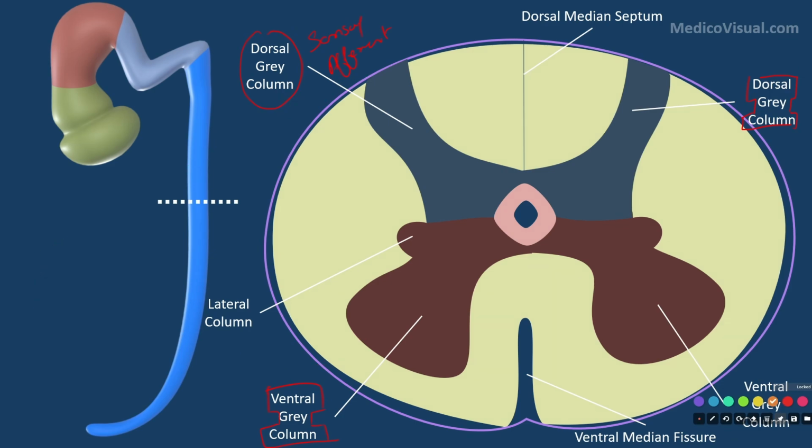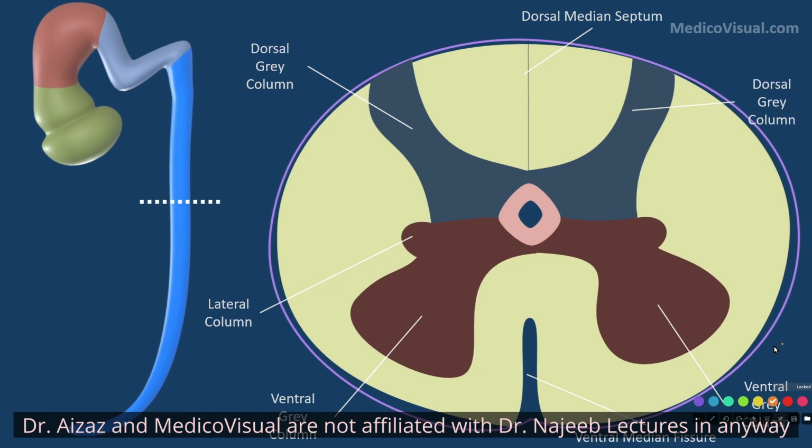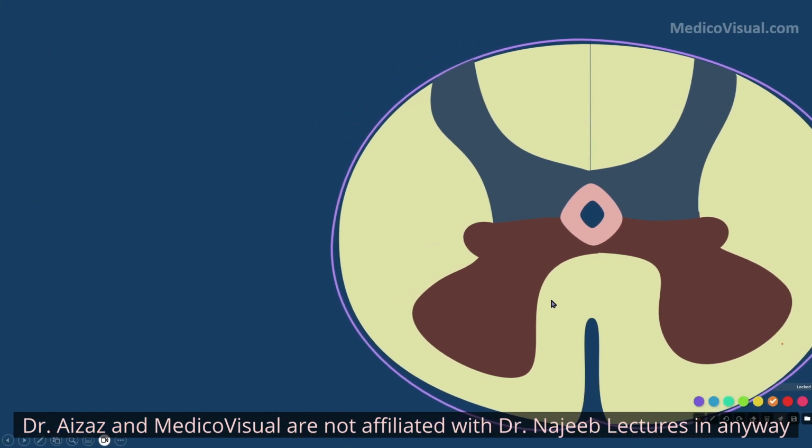Now, how can you remember that the alar plate or dorsal gray column is associated with sensory information, and the ventral gray column, which is actually derived from the basal plate, is associated with motor information? Dr. Najib has devised a beautiful visual mnemonic for this. So here is the mnemonic.